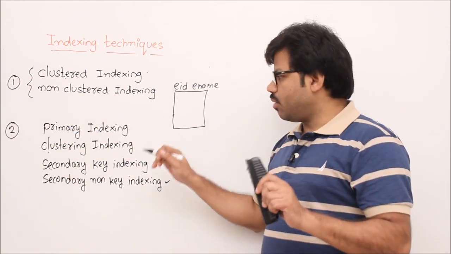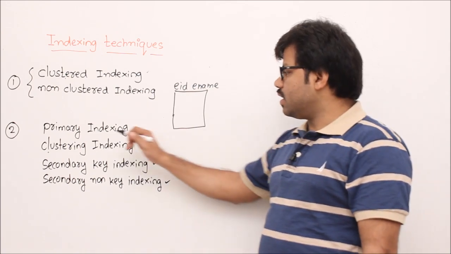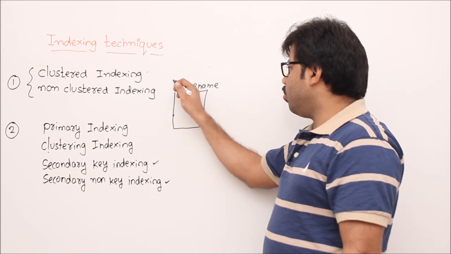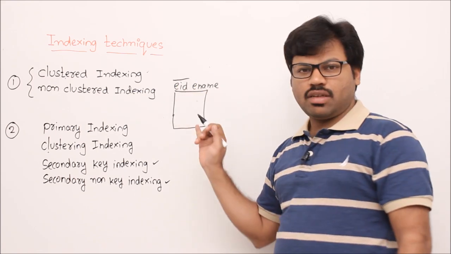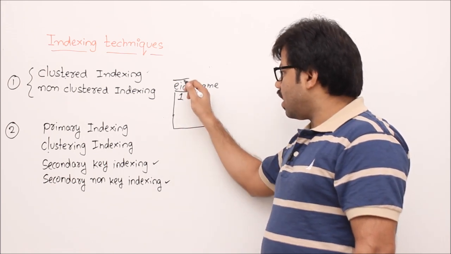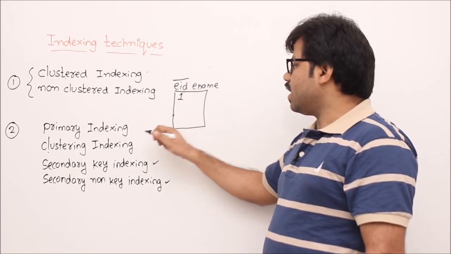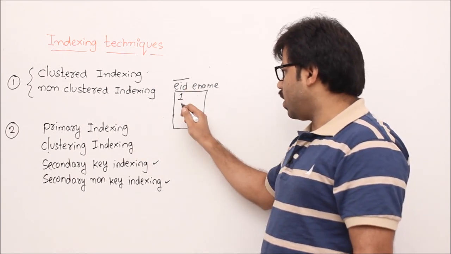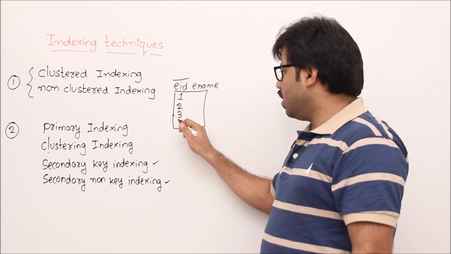So primary indexing is an indexing technique. We say some indexing is primary indexing if it is indexing on the primary key field. Example of a primary key is employee ID. Let's say for your table employee ID is a primary key. Then if you create an index on this primary key, we say that is primary indexing. But one essential condition is that your data should be ordered on employee ID. So that is compulsory.